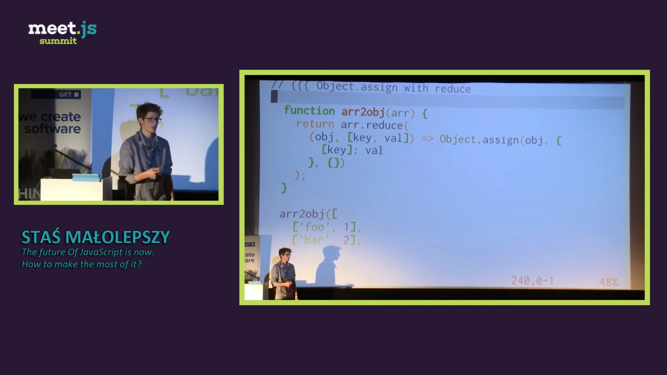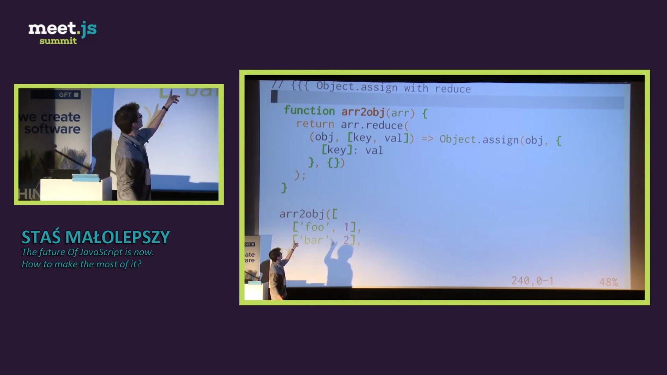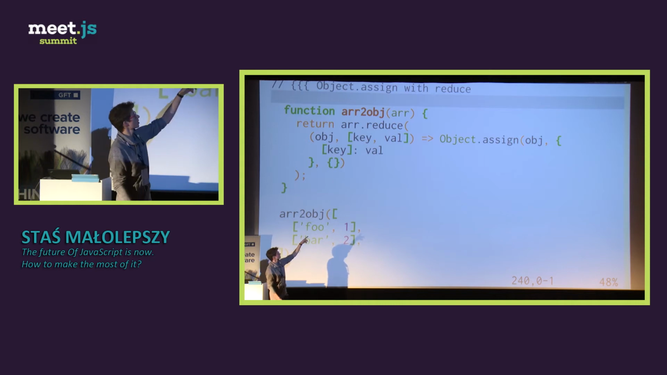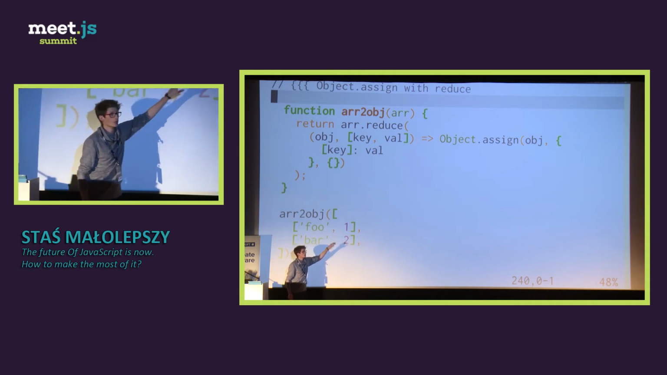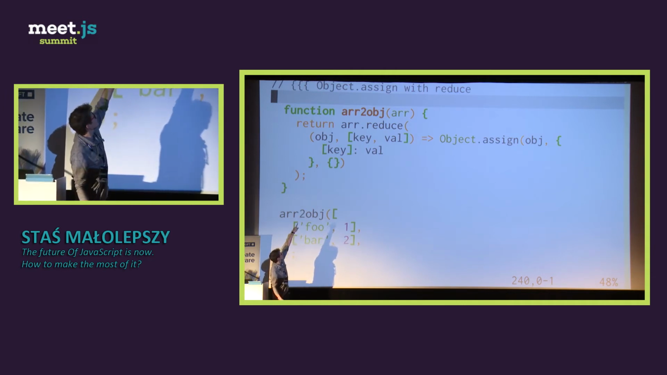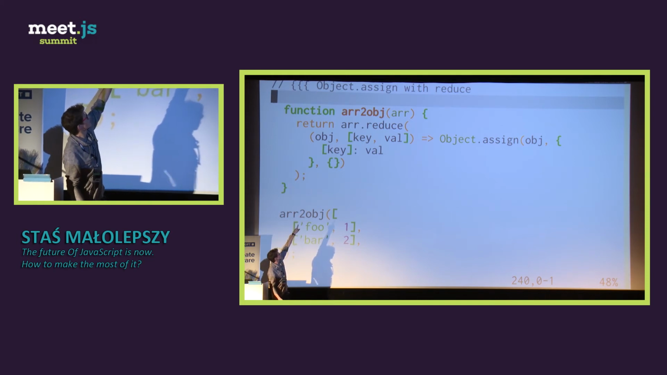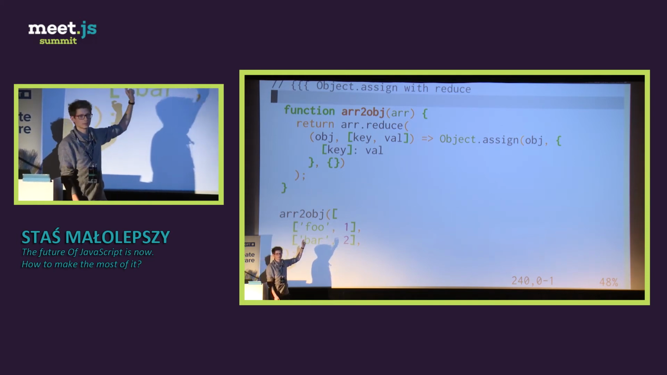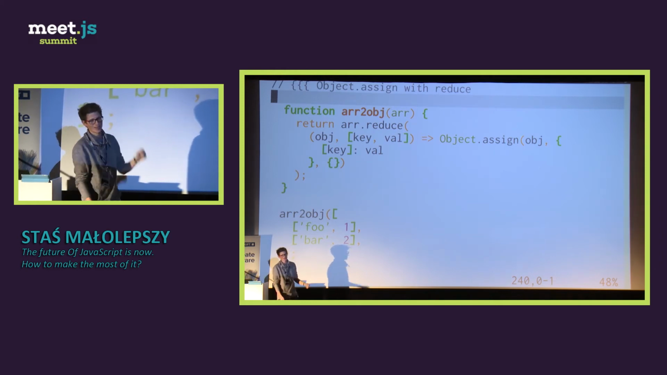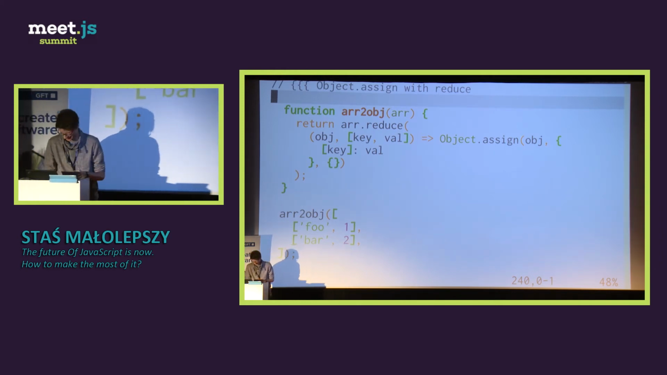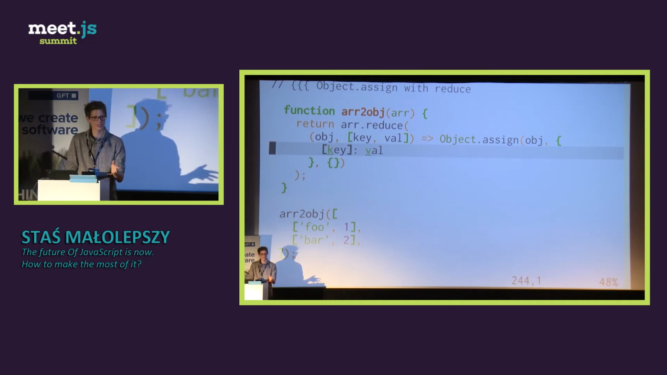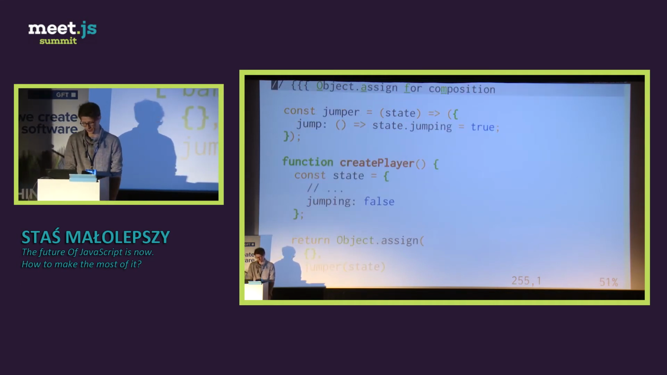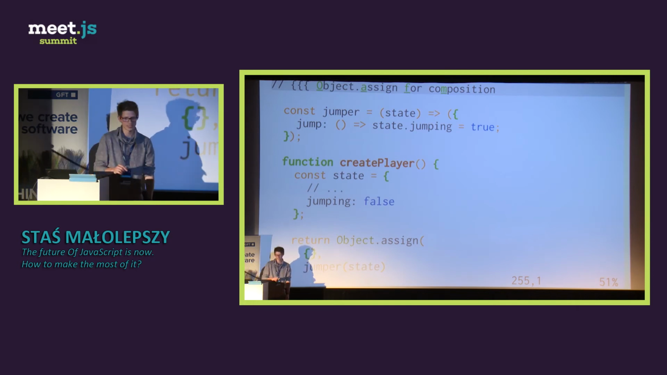So what happens here is I'm reducing an array into an object, and I use Object.assign to do that. My array looks like this. It's a key value tuple. And in here, I'm assigning the key with the value. Does that make sense? OK. So again, Object.assign, a great new feature of ECMAScript. It can also be used for really nice composition.